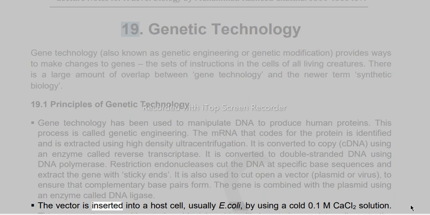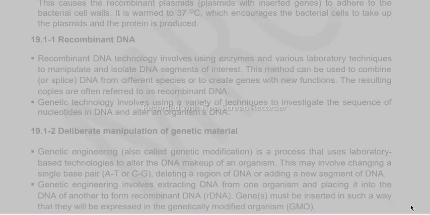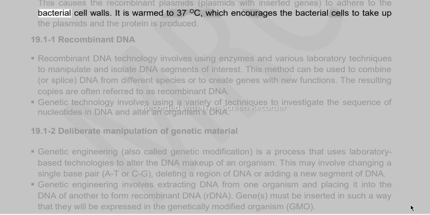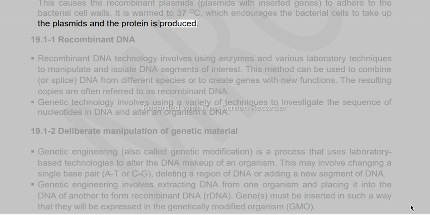The vector is inserted into a host cell, usually E. coli, by using a cold 0.1 M CaCl2 solution. This causes the recombinant plasmids with inserted genes to adhere to the bacterial cell walls. It is warmed to 37°C, which encourages the bacterial cells to take up the plasmids and the protein is produced.